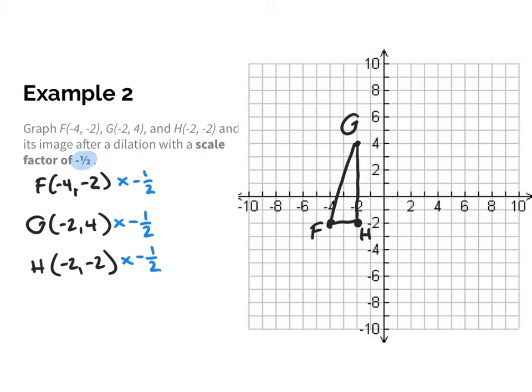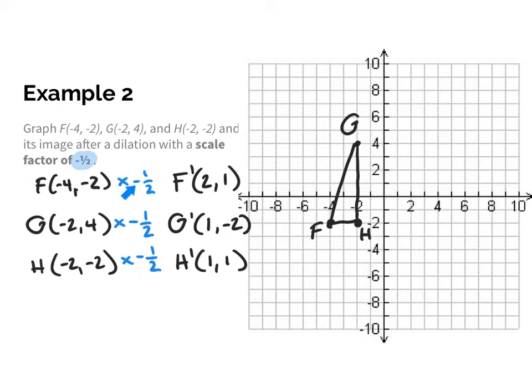And that's then going to give us our new points, our image location, which is going to be F prime, G prime, and H prime, which I then get as 2, 1, 1, -2, and 1, 1. A couple things to notice here is you'll see again the 1/2, you'll see that all the values are cut in half. So 4 becomes a 2, 2 becomes a 1, and so on and so on. Now, what does the negative do? Notice my scale factor here is negative. The negative is going to change the sign of all our values. So a negative value would become positive, and any positive value would become negative.